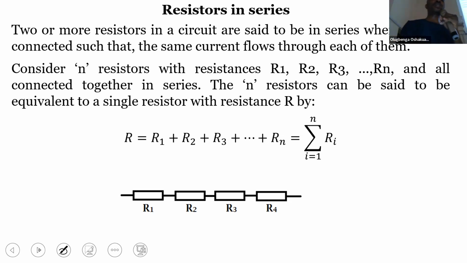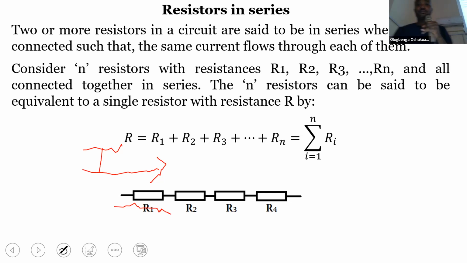The same electron that flows through R1 per time will flow through R2 per time, the same amount of electricity. So what that means is that I across R1 is the same as I across R2, the same as I across R3 and R4.